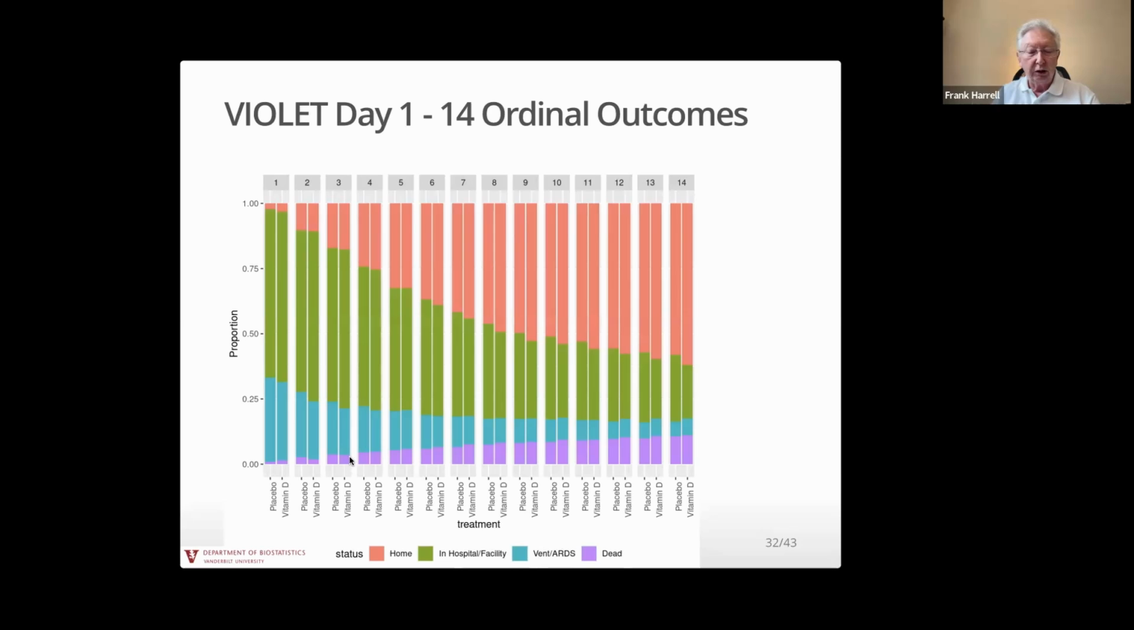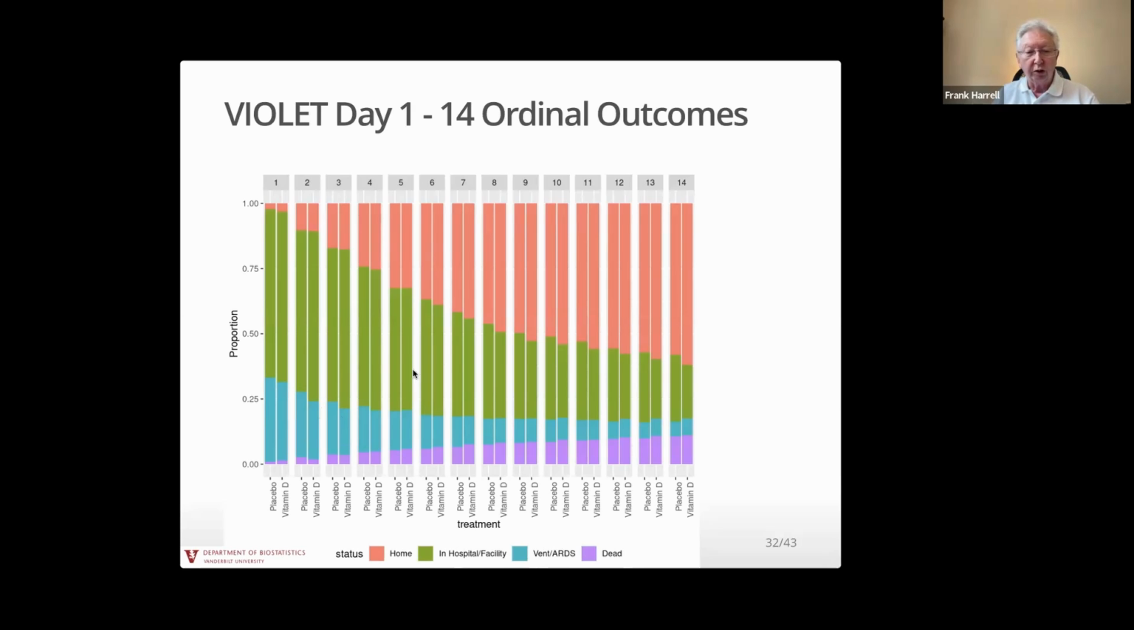So death is an absorbing state. So the incidence of death is always increasing. It can never go down. But that's not true of these others. So some of these you'll see go up and down. The height of this bar here is the probability of being on a ventilator or having ARDS as a function of time and treatment. This is the probability of being in the hospital.